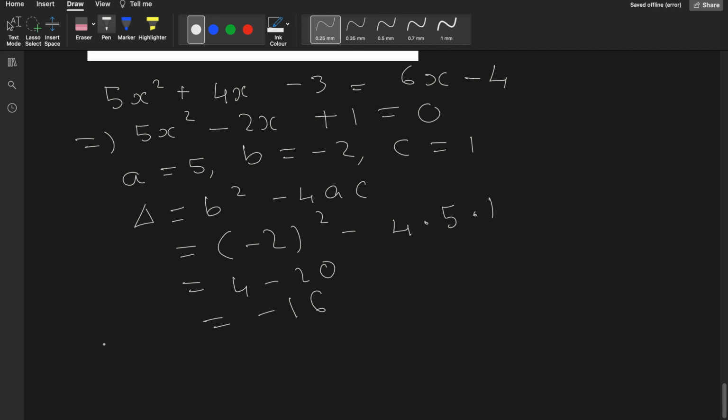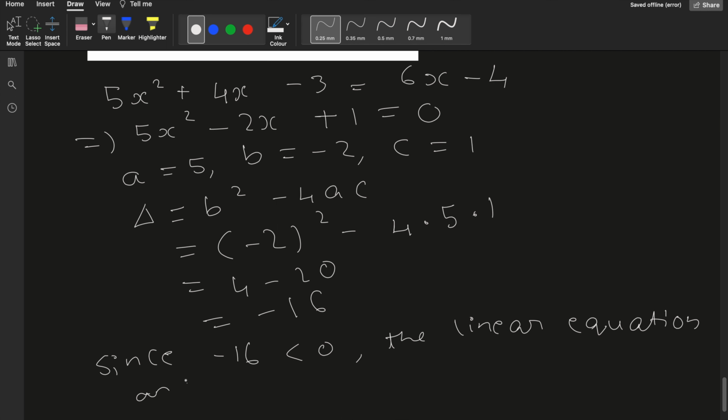Since minus 16 is less than 0, the linear equation and the quadratic equation don't intersect.